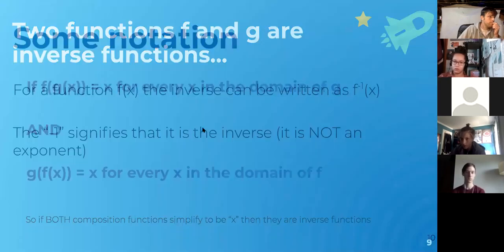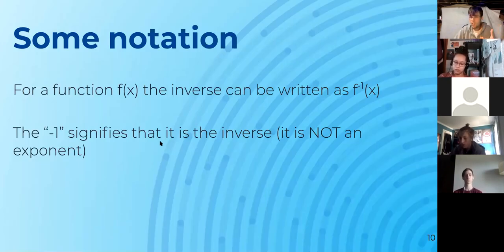Okay. So there's some notation that goes with inverses that we need to understand. For a function f of x, we write the inverse of that function like this. We write f, and it looks like a -1 exponent, but this is not an exponent. This is just the symbology that we use to represent the inverse. The -1 signifies that it's the inverse, it's not an exponent.